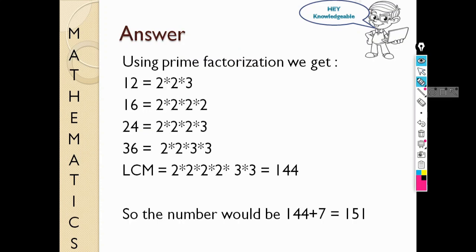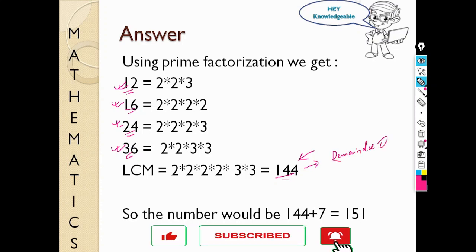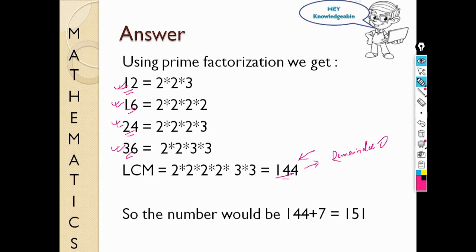We will use the prime factorization method to get the factorization of 12, 16, 24 and 36, and we will also find the LCM. That will come to 144. So 144 is the number which will be exactly divided by 12, 16, 24 and 36. That will give you a remainder 0. But the question is telling that you should have remainder 7. So if you add 7 to this number, then if you divide with all these numbers, you will always get the remainder as 7. So the answer would be 151.